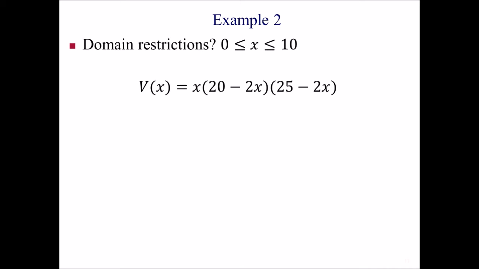The maximum endpoint of 10 comes into play from the second term of the volume equation, the 20 minus 2x. If x was greater than 10, that length would be negative. So the domain restrictions are that x has to be between 0 and 10.